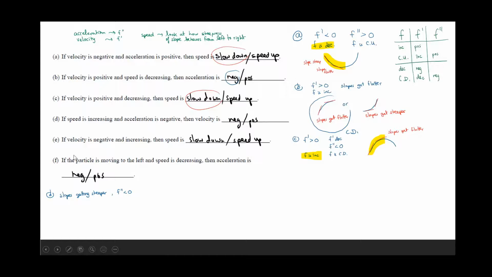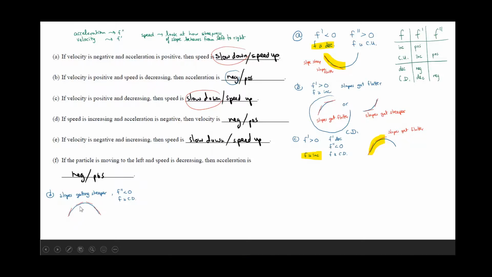On to D. If speed is increasing, that means in terms of slopes, they're getting steeper. And acceleration is negative, so the second derivative is below 0. We want to know, is velocity positive or negative? So the second derivative being negative means the function is concave down, so you just draw concave down.